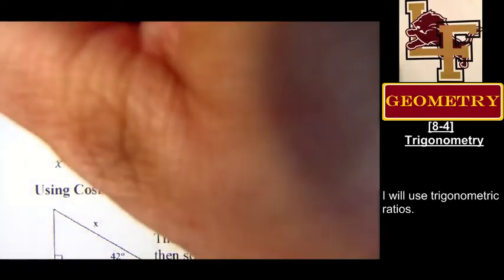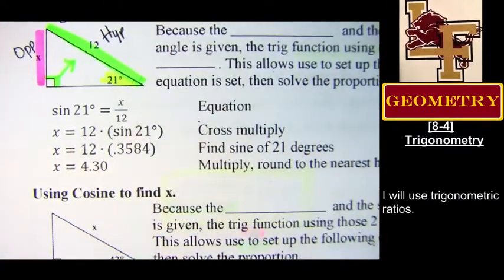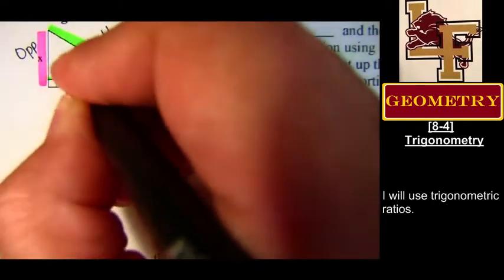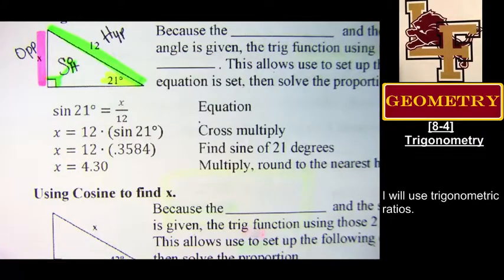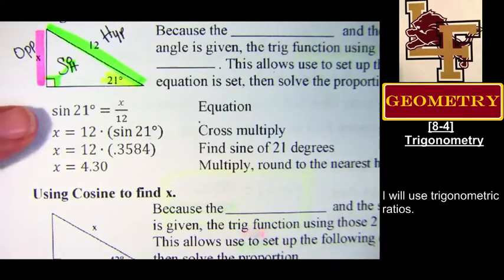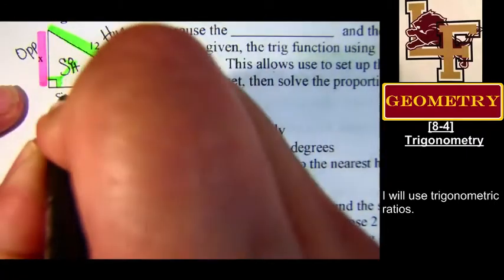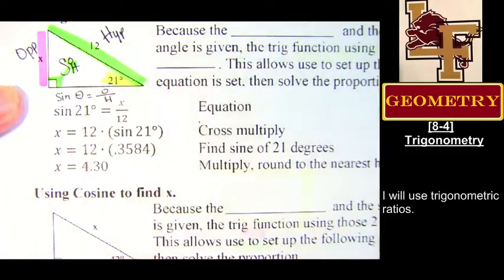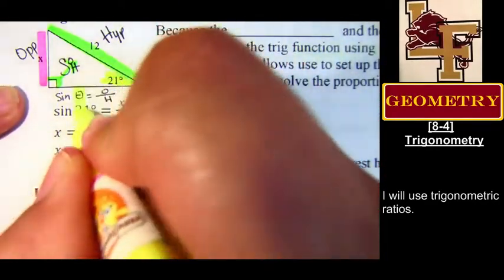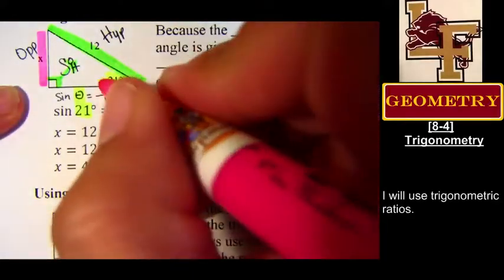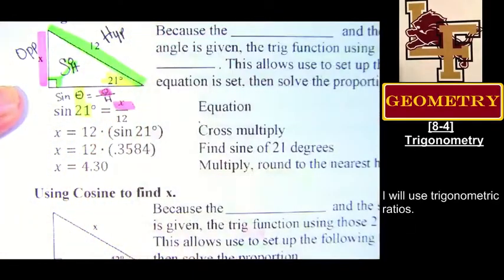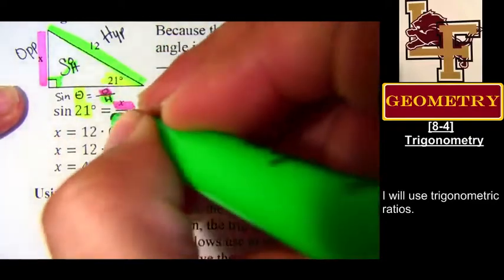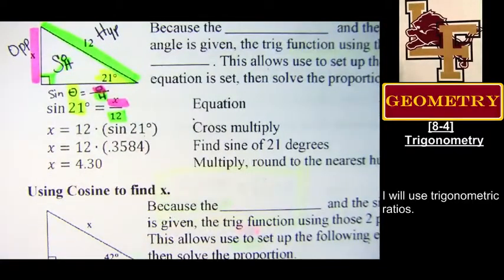This is my opposite. And because I have opposite and hypotenuse, I have the setup for sine. Here's my setup. The sine of any angle equals opposite over hypotenuse. Here's the measure of my angle. Here is the side opposite. And here is the hypotenuse of my triangle. Did you see how we set up that equation? Let's see.